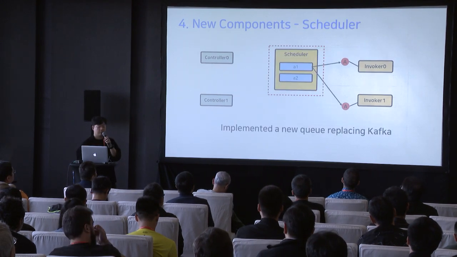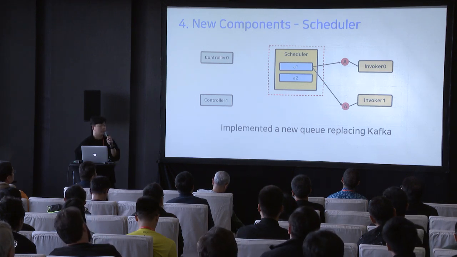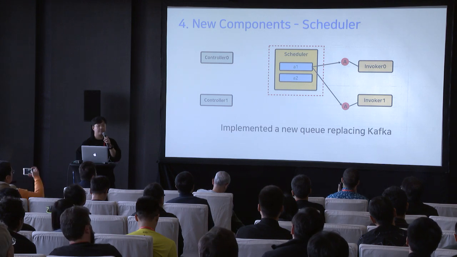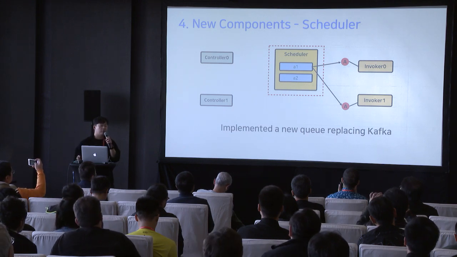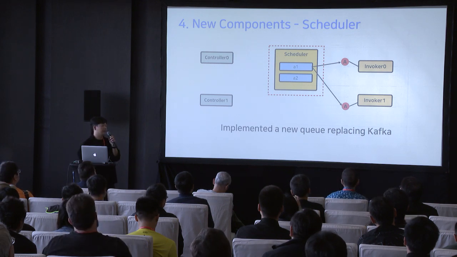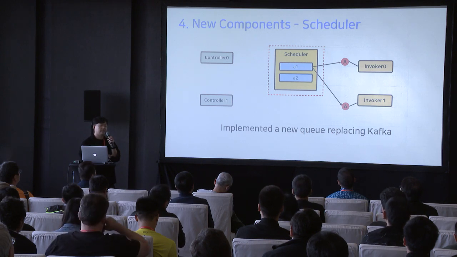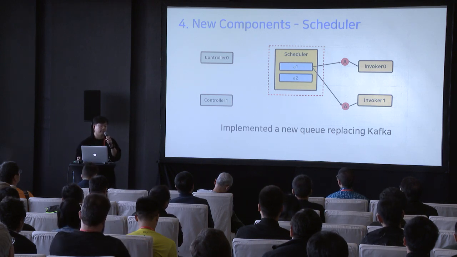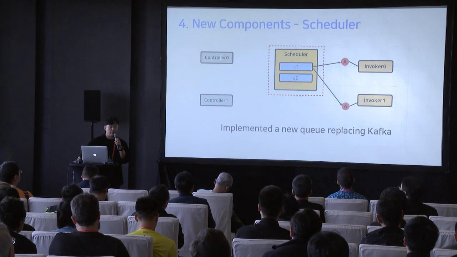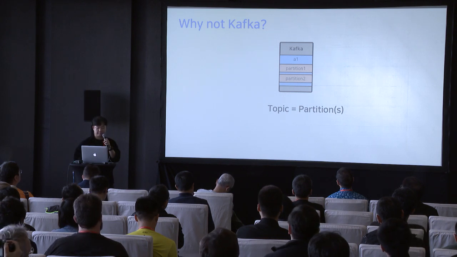The final one is a new component, scheduler. We implemented a new queue replacing Kafka. I think many of you are already familiar with Kafka. Kafka is a very popular and famous messaging queue, and sometimes it is even considered a de facto standard in the messaging queue area. But we could not take advantage of Kafka. So let me share why we did not use it.